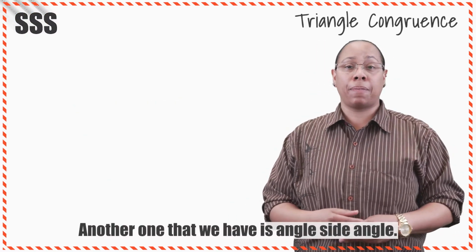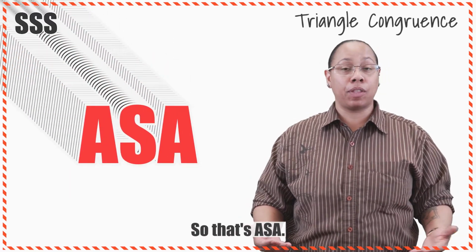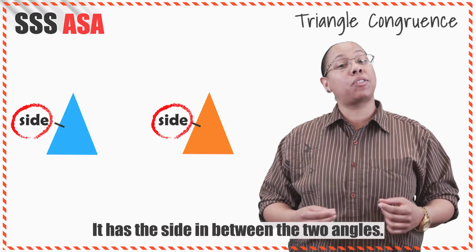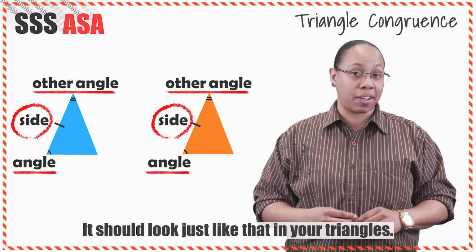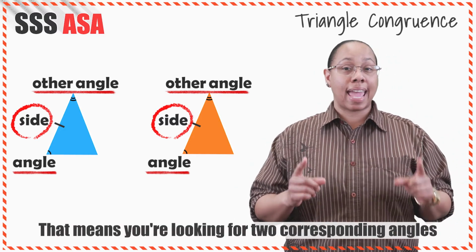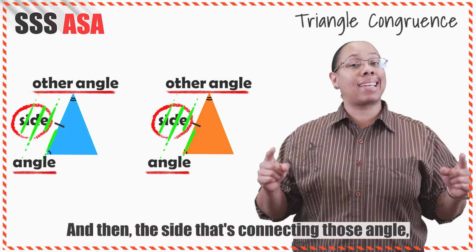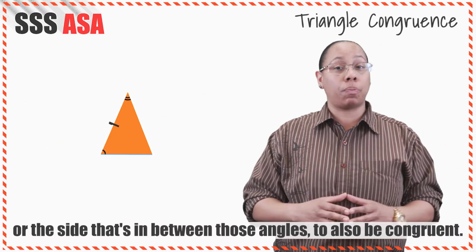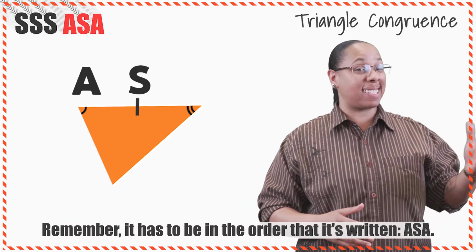Another one that we have is angle side angle. So that's ASA. So notice the way that that's written. It has the side in between the 2 angles. It should look just like that in your triangles. So that means you're looking for 2 corresponding angles of your triangles to be congruent, and then the side that's connecting those angles, or the side that's in between those angles, to also be congruent. So remember, it has to be in the order that it's written, ASA.